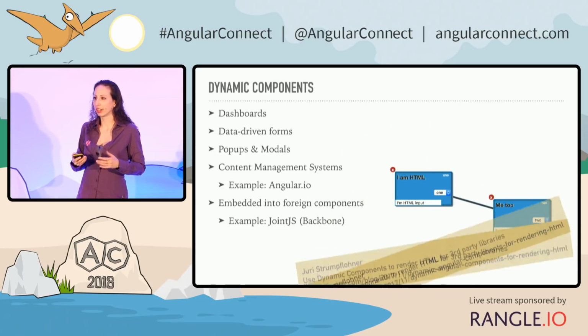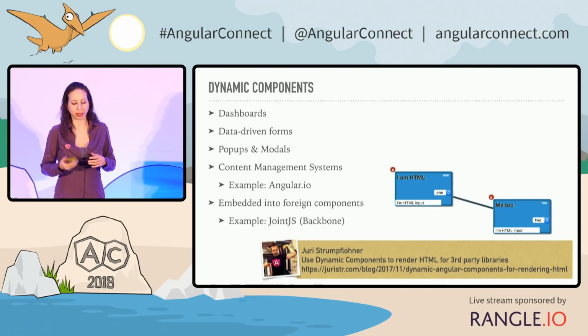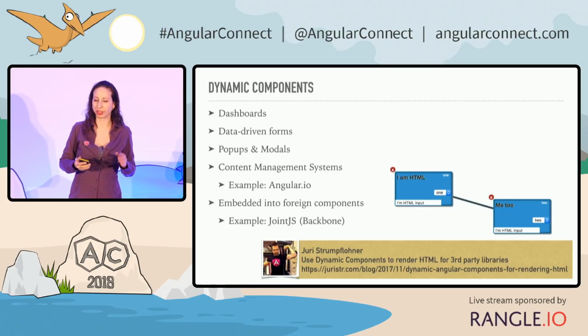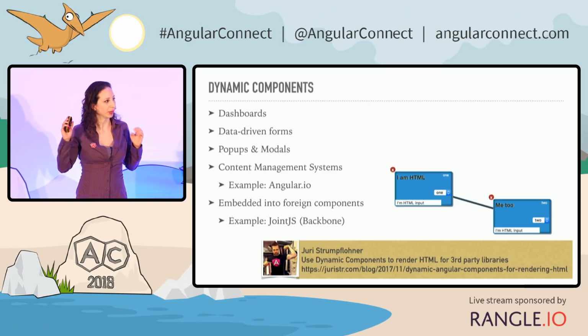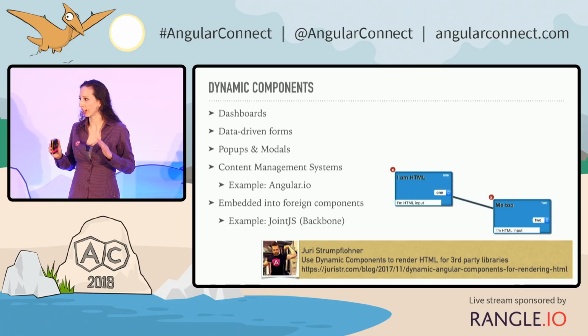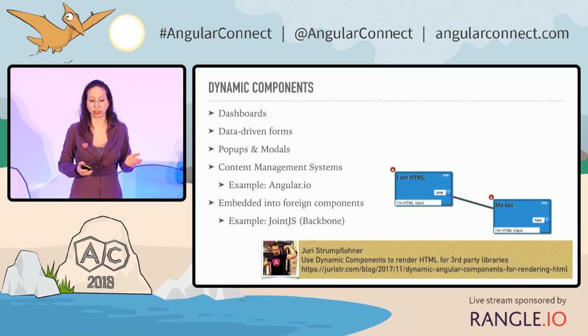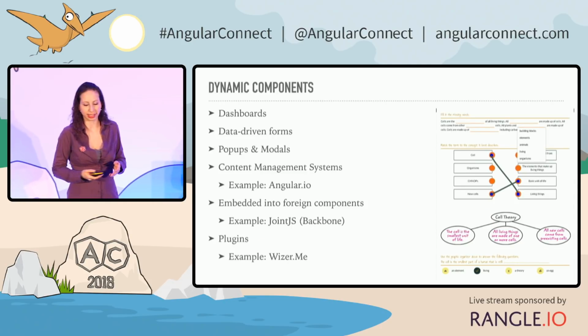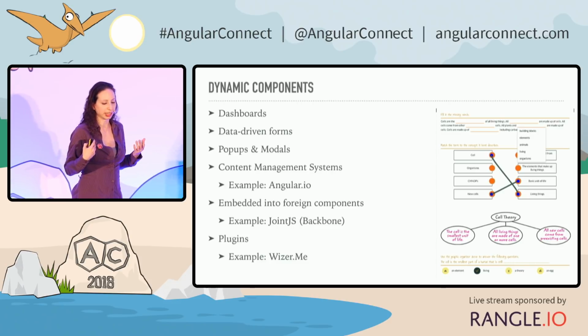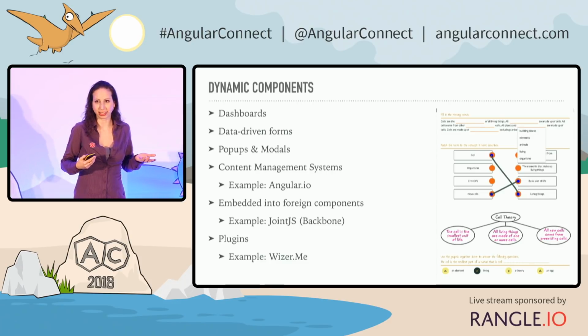A very good article about that is by Yuri Stromfloner, "Use dynamic components to render HTML for third-party libraries." He has a different use case there, but it has really great practices that you should use when you're doing that. Another example that I can show you is a plugin system.